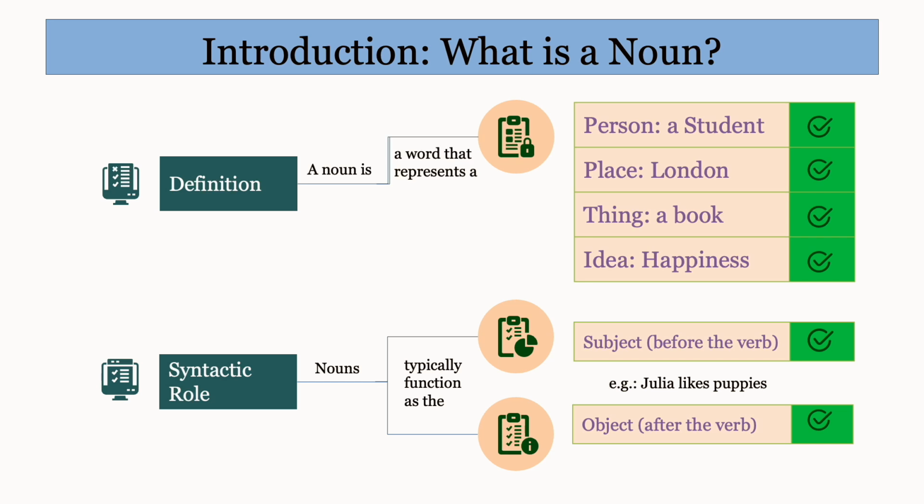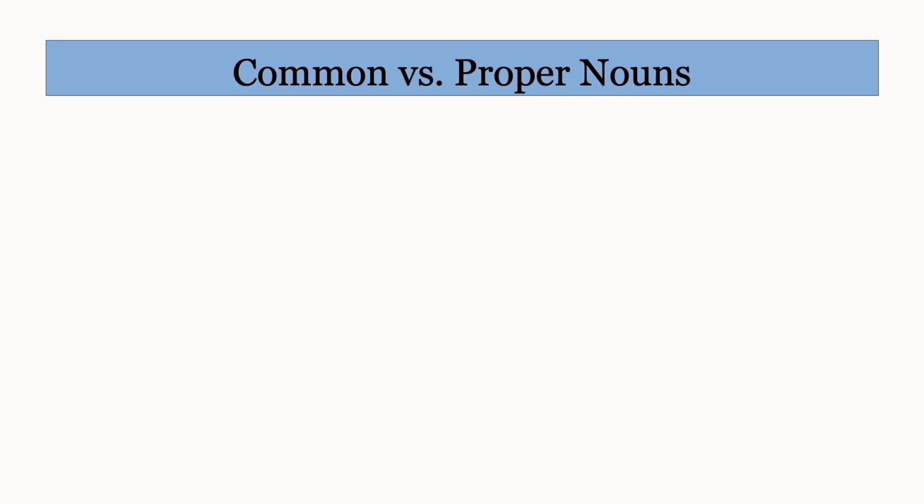In terms of syntax, they generally serve as either the subject of your sentence, meaning they perform the action before the verb, or as the object after the verb. Look at our example here: Julia likes puppies. Julia is our subject and the puppies is our object.